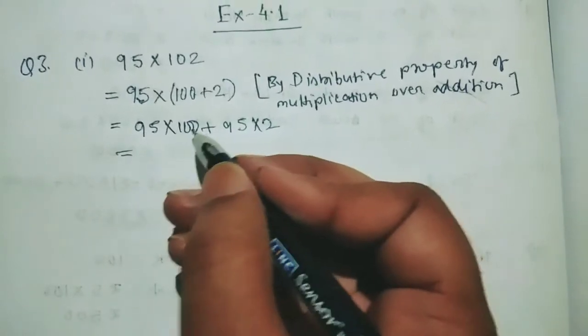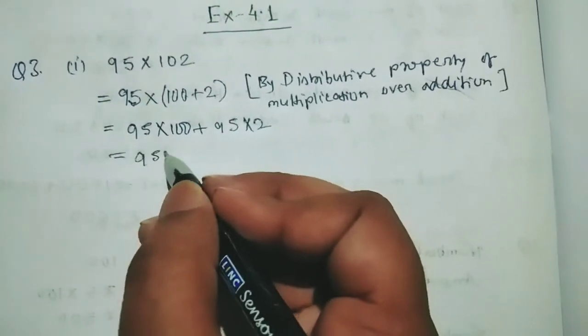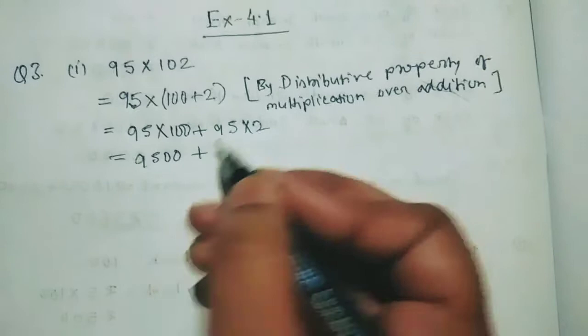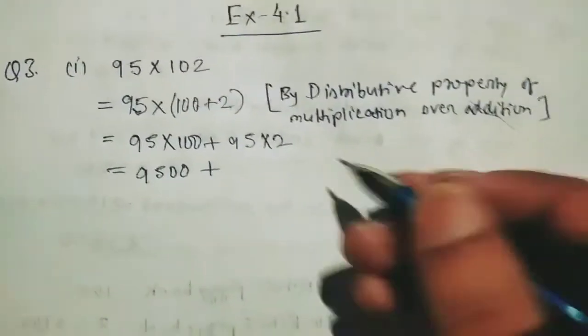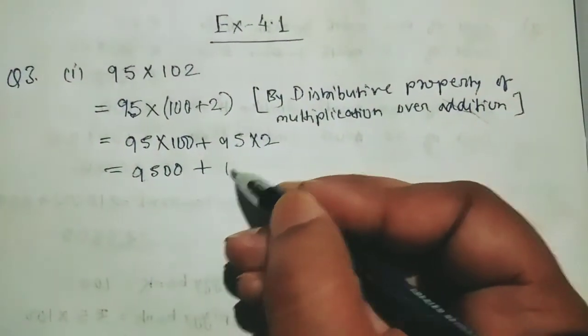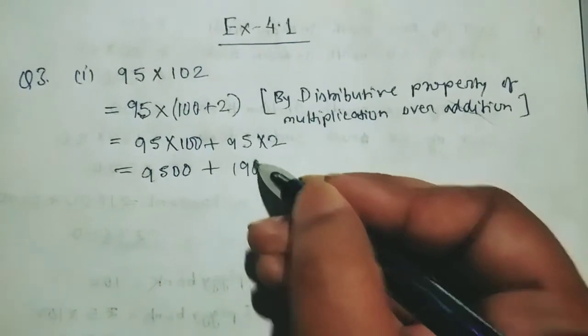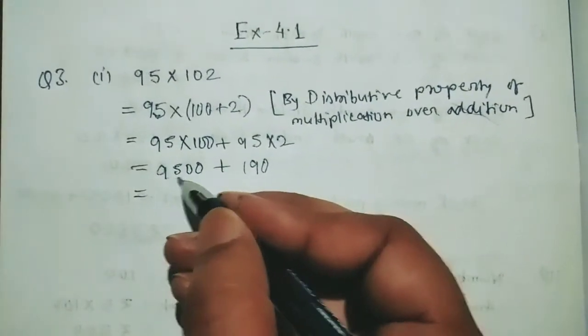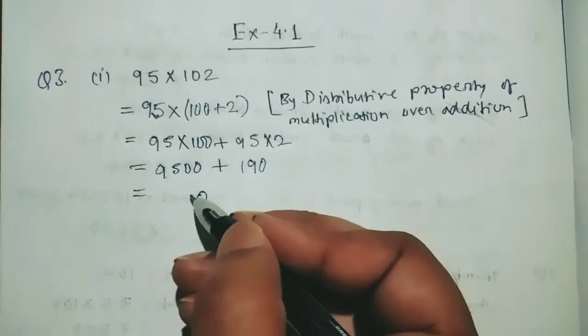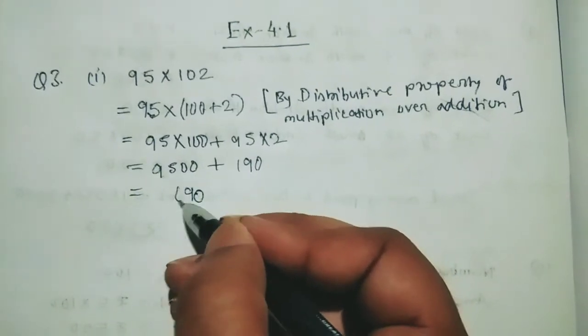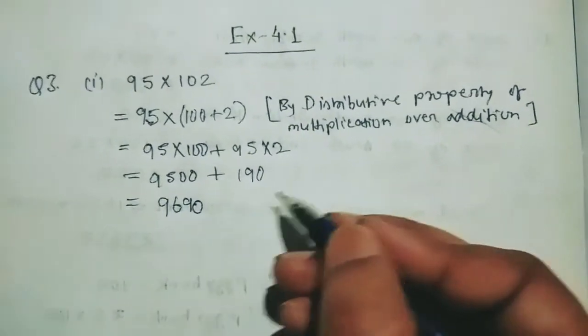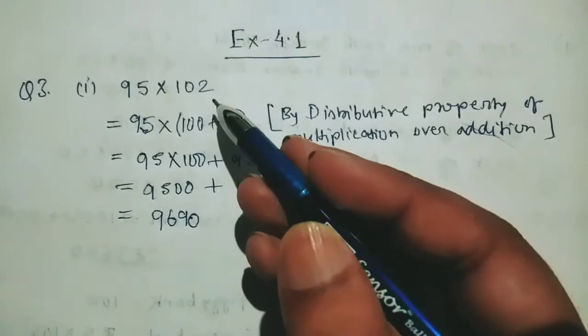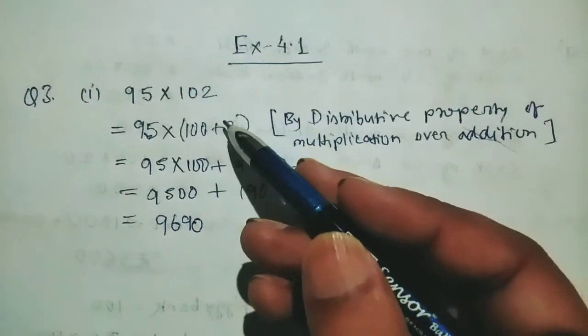So 95 into 100 is 9500, plus 95 into 2 will be 190. Okay. So now add it. It will be 0, then 9, then 5 plus 1, 6, then 9. So the answer is 9690. See, without doing the multiplication directly, we have solved this problem.